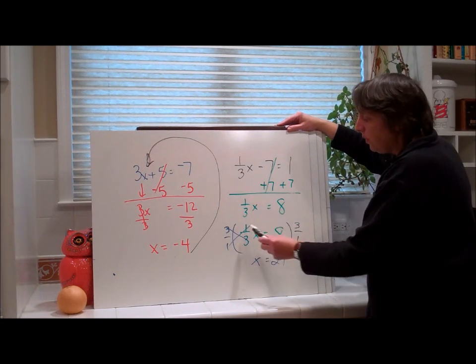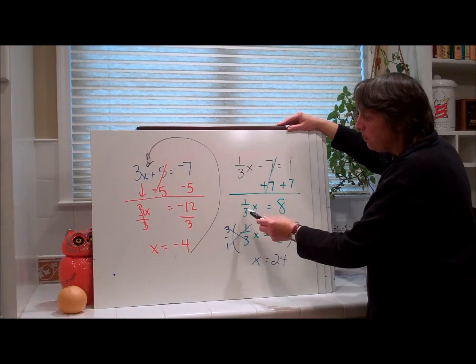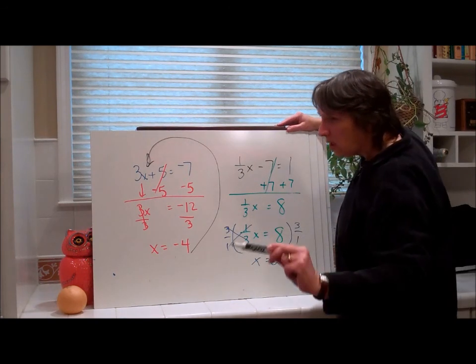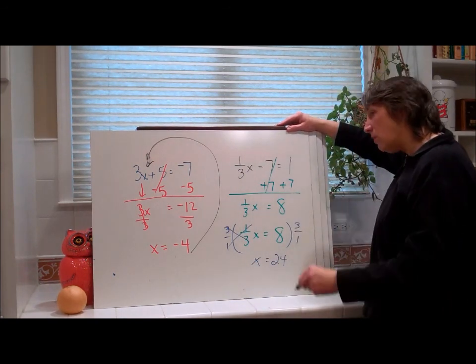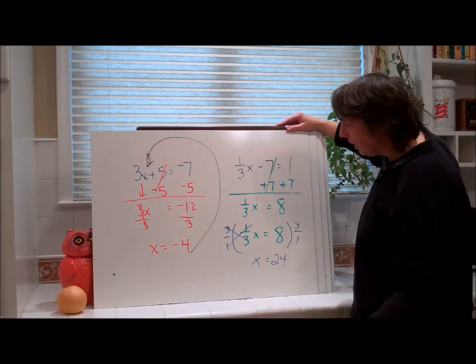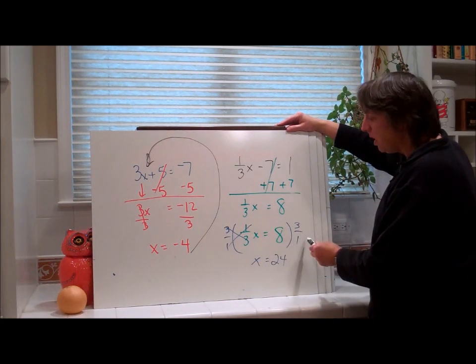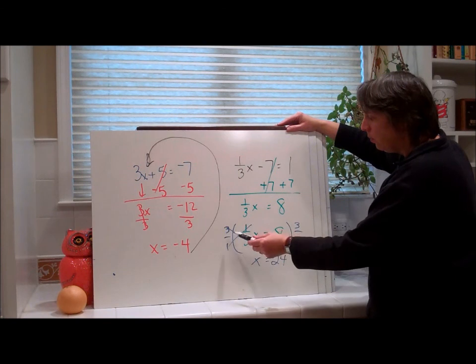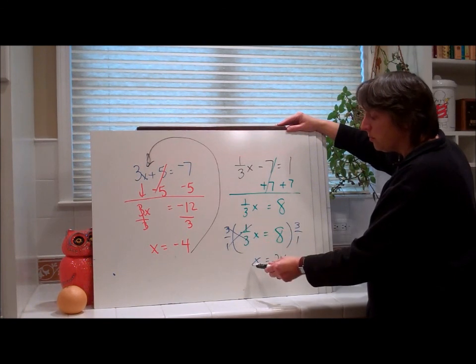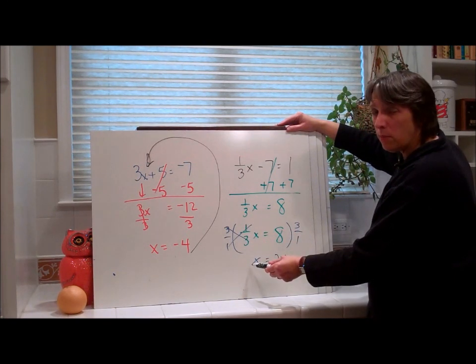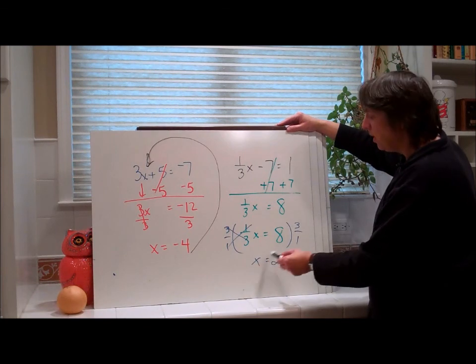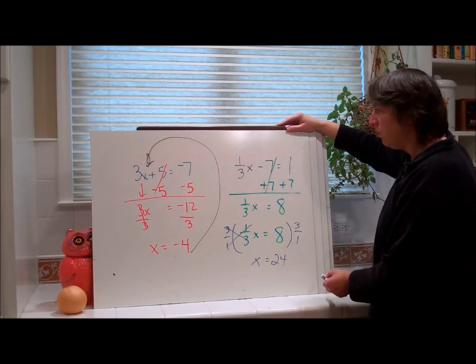I do giant parentheses and I multiply by the reciprocal because fractions represent division. And the inverse operation of division is multiplication. So I multiply both sides by 3 over 1. The 3 over 1 times 1/3 becomes 1x, because a number times its reciprocal is always 1. And the 8 times 3 over 1 is 24.